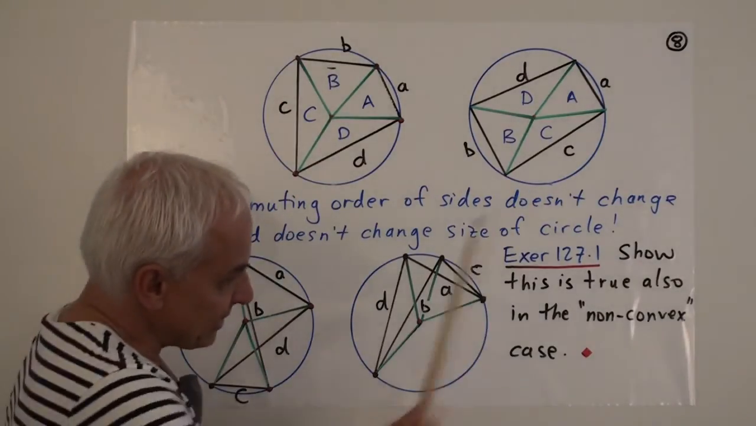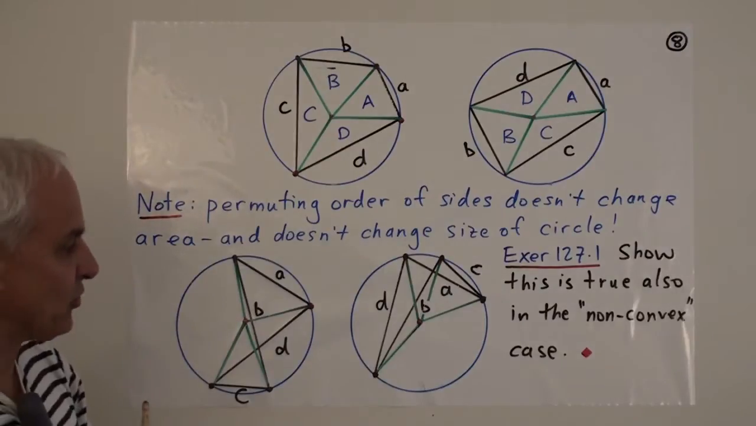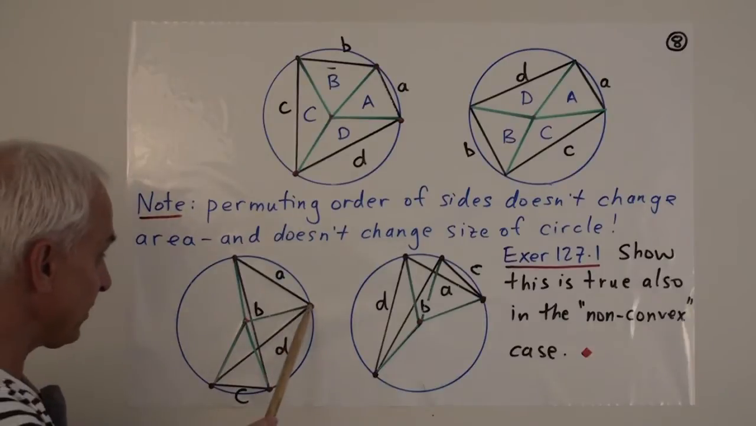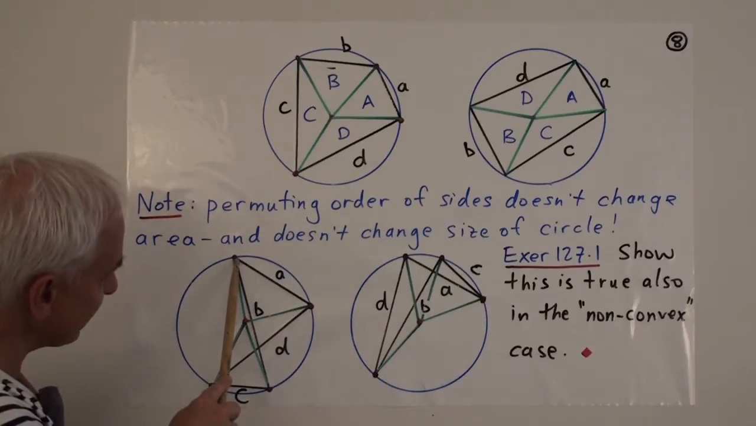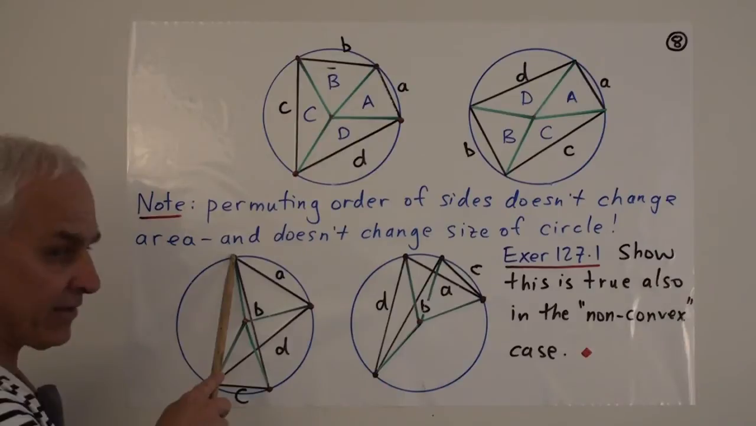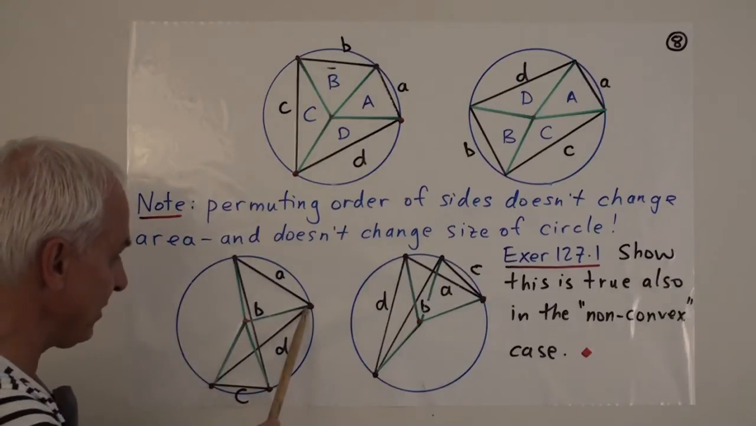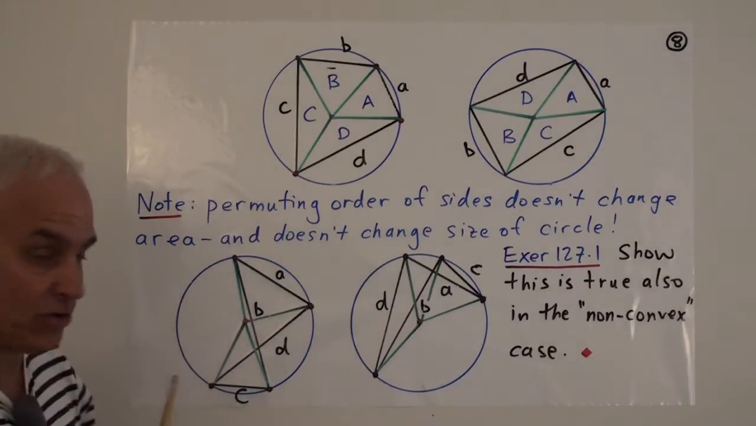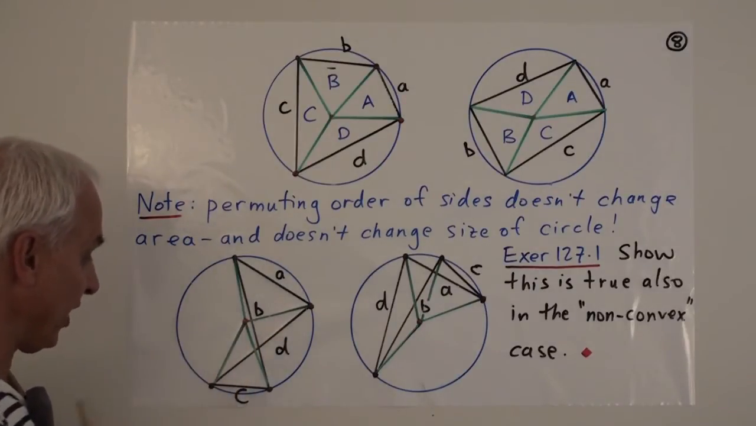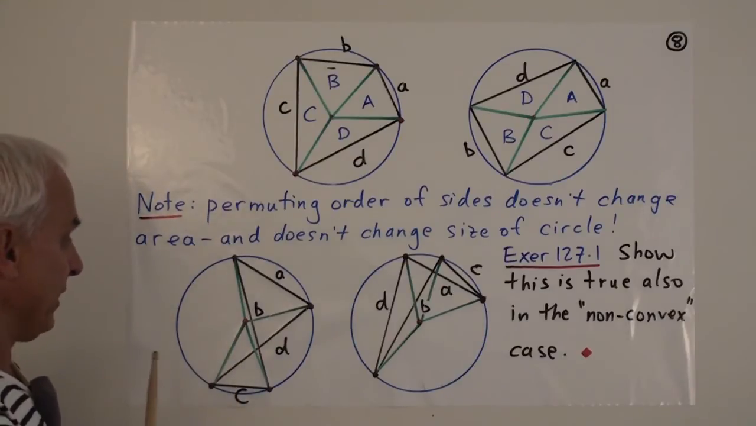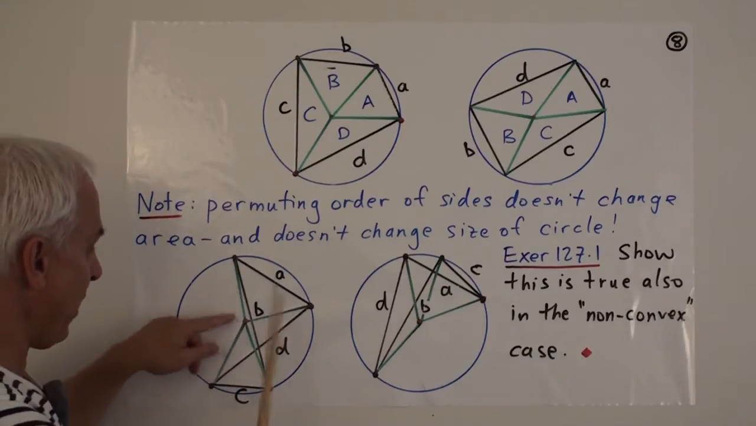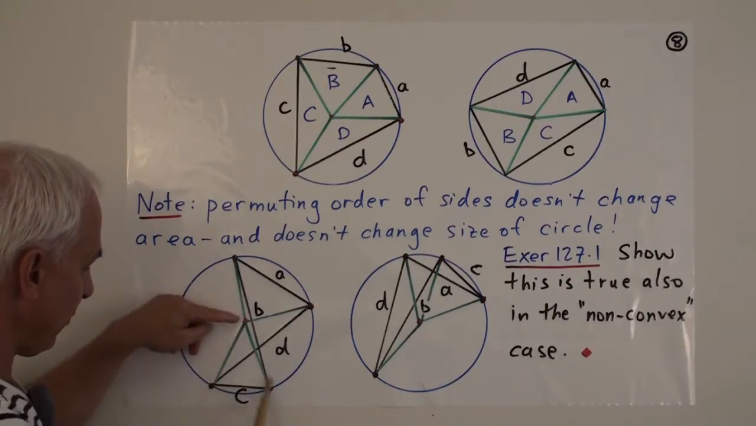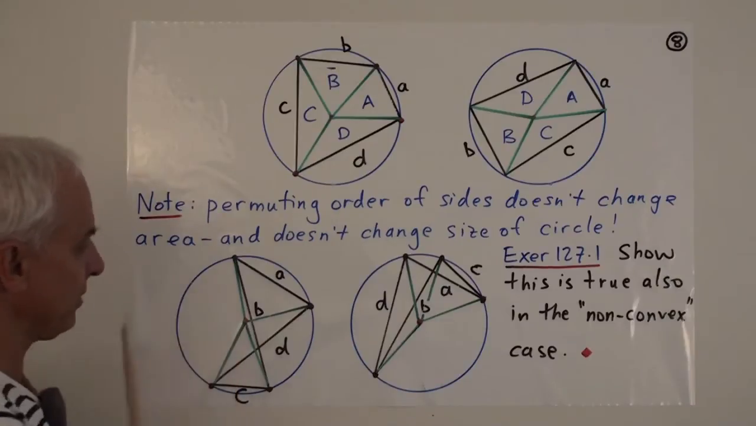So as an exercise, you can convince yourself that this is also true in the non-convex case. It's a little bit more subtle there. So here is a non-convex quadrilateral with side lengths a, b, c, and d. Okay, and I've drawn the same kinds of triangles emanating from the center. Just join the four vertices with the center. So I have these four isosceles triangles. So that would be one, and this very narrow one here would be another, and then this one here would be another, and then this one here would be another.